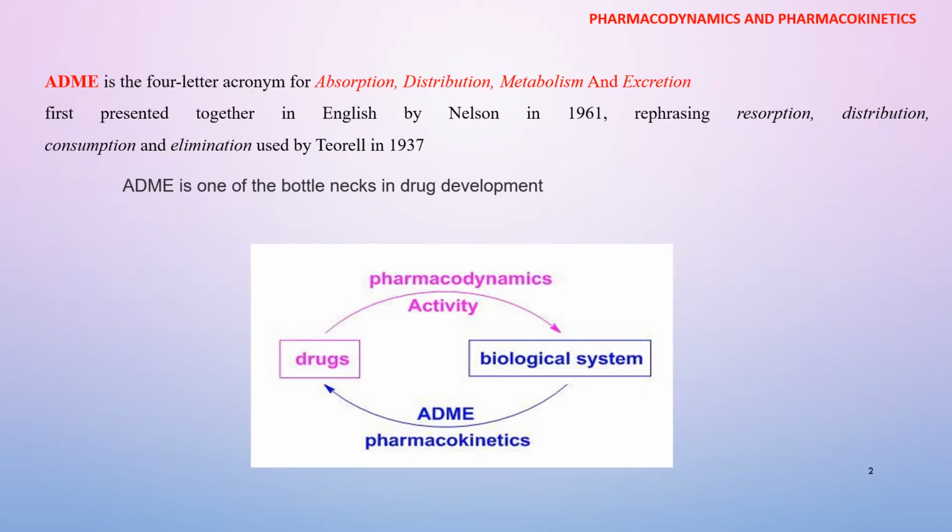In our earlier session, we studied what the drug does to the body, that is pharmacodynamics. In this session, we'll learn what the body does to the drug, that is, it deals with pharmacokinetics. ADME is the four-letter acronym for absorption, distribution, metabolism, and excretion. This is what a body does to a drug. ADME is one of the bottlenecks of all drug development programs.